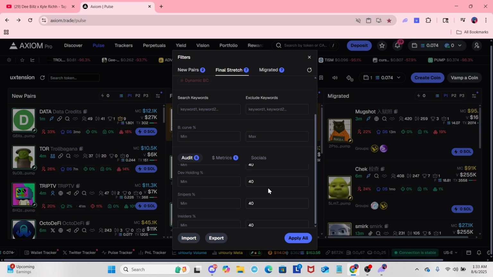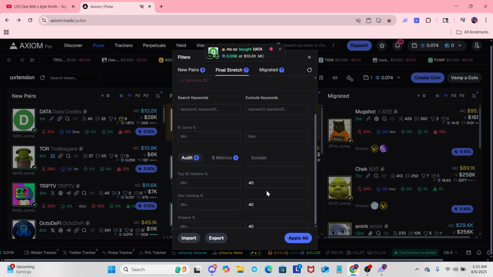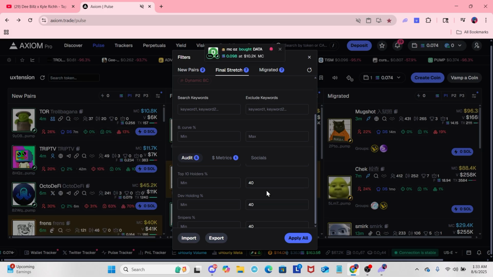Holders, top 10 holders. Top 10 holders are people who have a lot of money in it. People who buy 5 SOL in it, 6 SOL, maybe 14 SOL, who put in a lot of money, and you don't really want to go for things that have a lot of top holders. 40's low-key pushing it. But it's not really that big of a deal because sometimes they hold it.